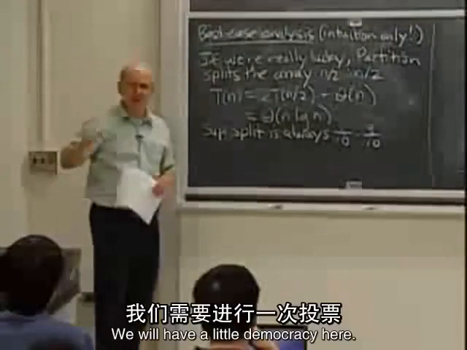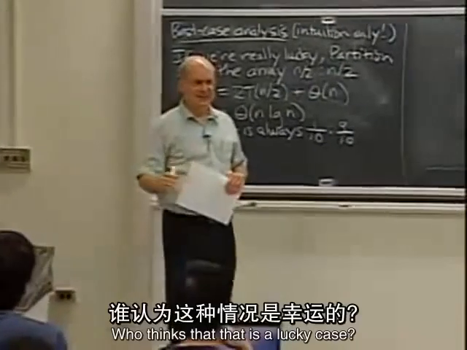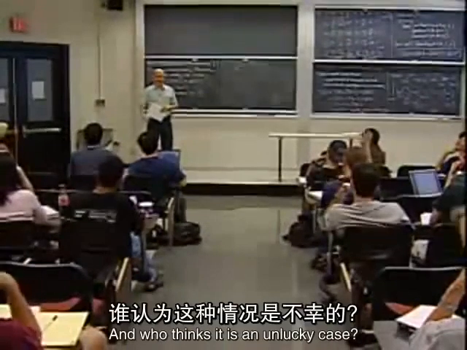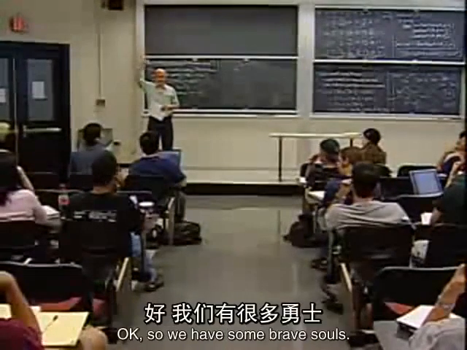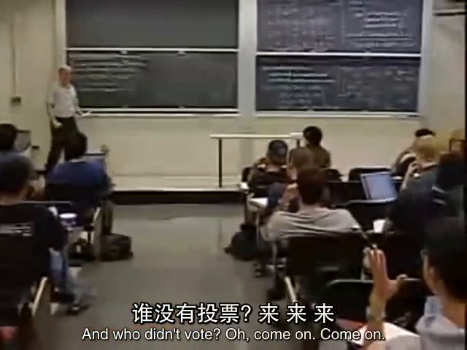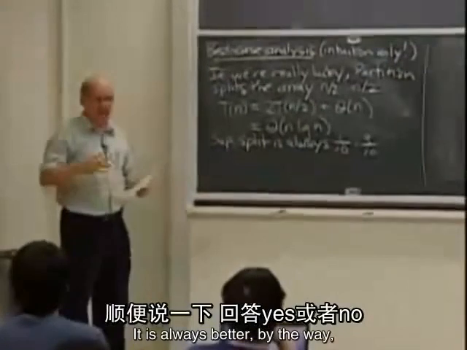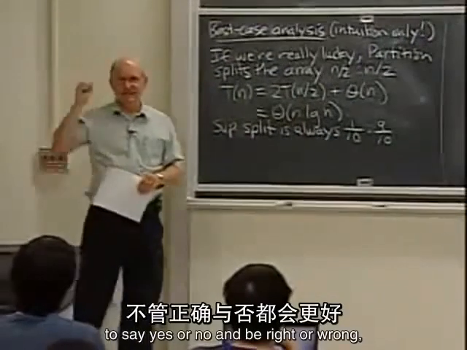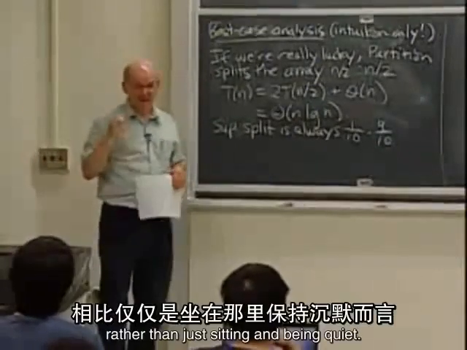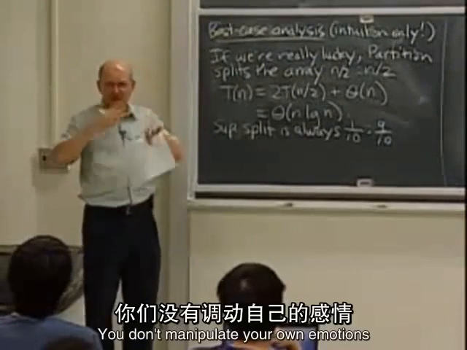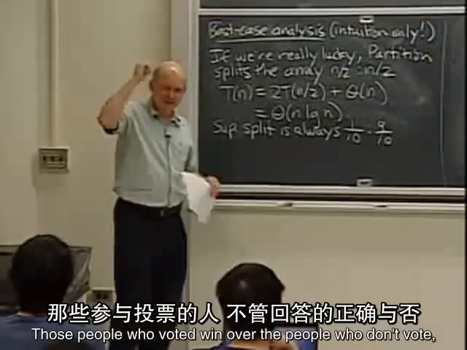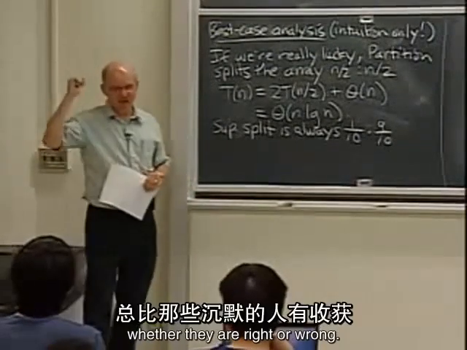Who thinks, we'll have a little democracy here, that that's a lucky case? You know there's going to be fast running time. And who thinks it's an unlucky case? Okay, so we have some brave soul. And who didn't vote? Oh, come on. It's always better, by the way, to say yes or no and be right or wrong, because then you have some emotional commitment to it and you'll remember better, rather than just sitting and being quiet. You don't manipulate your own emotions well enough to remember things well. So those people who voted win over the people who don't vote, whether they're right or wrong.